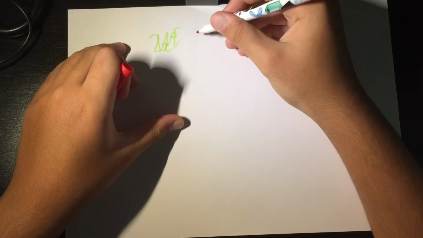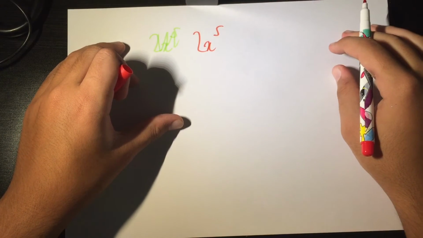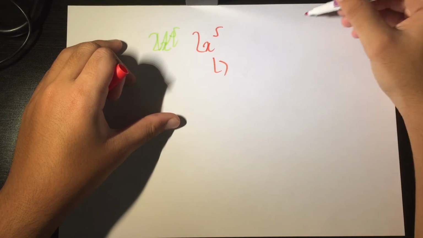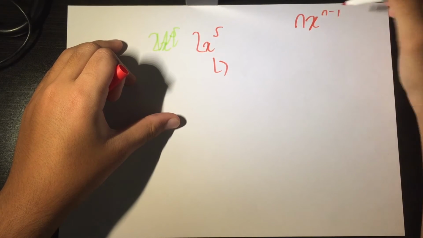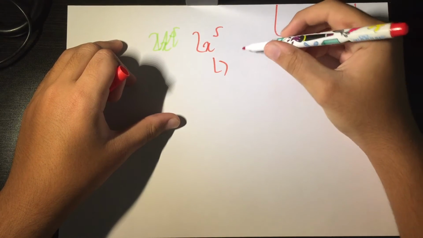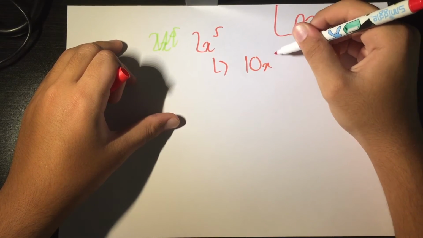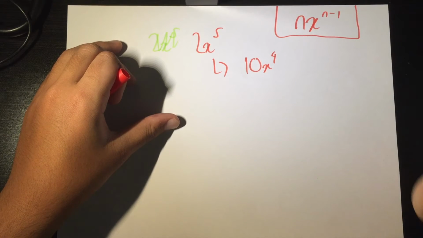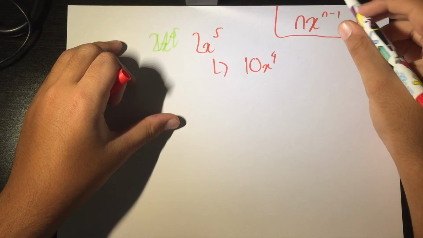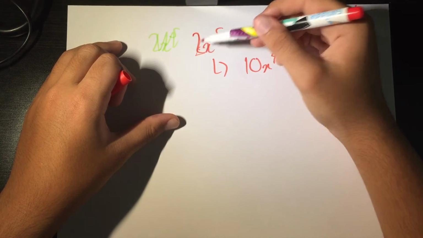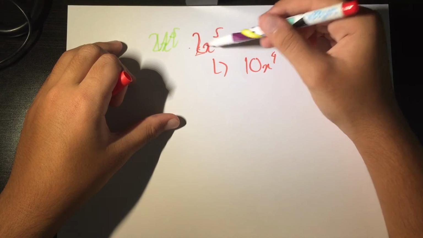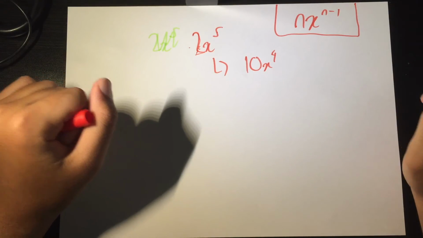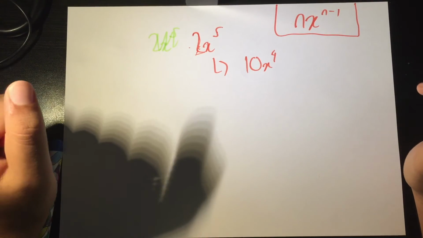So 2x to the power of 5. Okay, let's differentiate that. Of course, according to the power rule, which is, again, I'm writing it here, you need to memorize that. 2x to the power of 5, 10x to the power of 4. So it's that easy. Even if there's a constant behind x, which is 2 over here, you just bring the value down, multiply it by 2, like that. And that's how we differentiate functions.